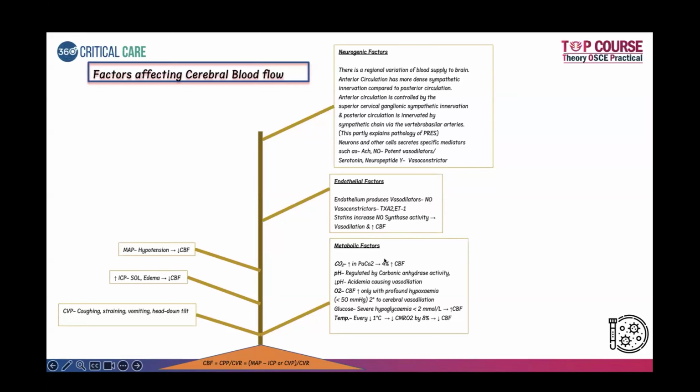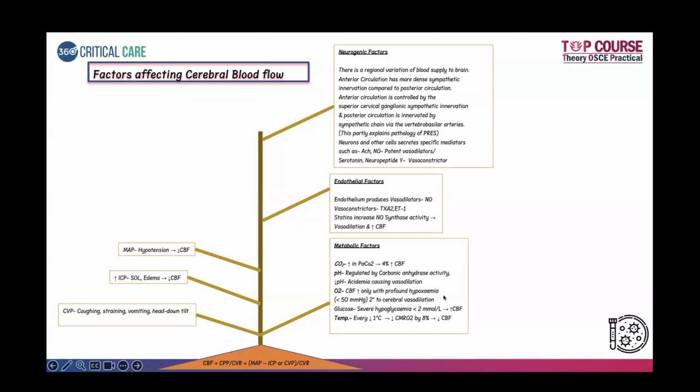Most important is the metabolic factor, which is rapidly acting compared to any other factor. The metabolic factors include carbon dioxide, pH, oxygen, temperature, and glucose. With raised PaCO2 or carbon dioxide in the blood, there is an increase in cerebral blood flow. Every 10 rise of PaCO2 can cause a 4% increase in cerebral blood flow, which is pretty significant, because of vasodilatation. Again, pH regulated by carbonic anhydrase activity, in case of acidemia, can lead to vasodilatation and increased cerebral blood flow.